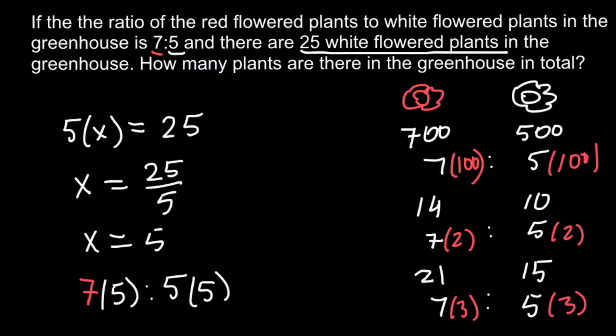So it is easy to say that in the greenhouse we have 35 red flowered plants and we have 25 white flowered plants. So now we can add these two numbers, and the total number of plants in the greenhouse would be 60. And this is going to be our answer today.